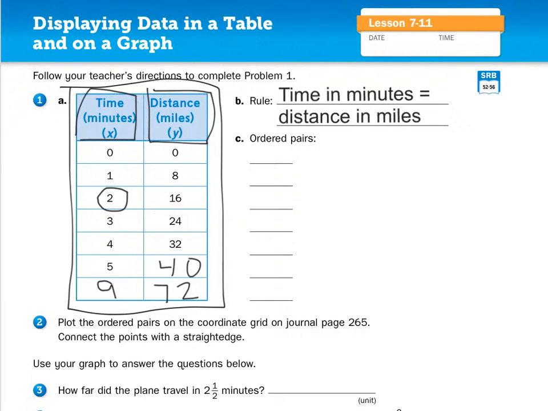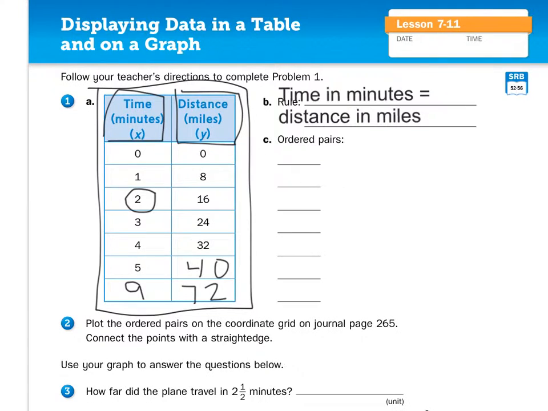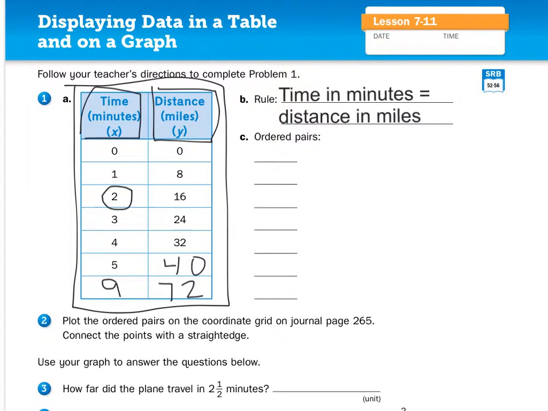This last part in question number 1 is going to deal with this ordered pair for letter C. Notice here that you have an x-coordinate and a y-coordinate. And that can also correspond to my ordered pair over here.